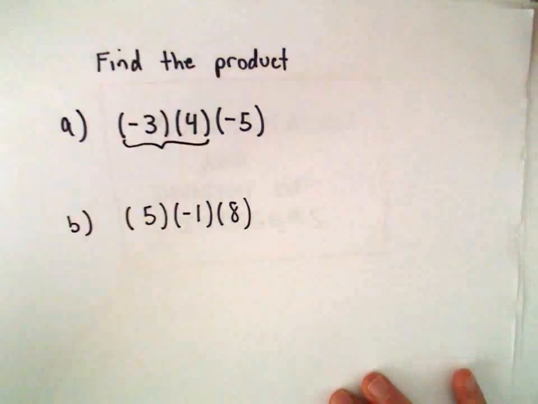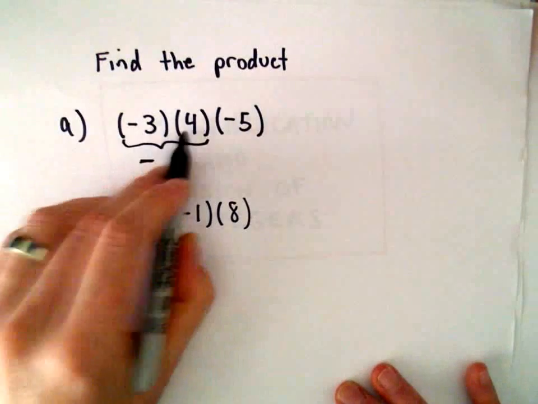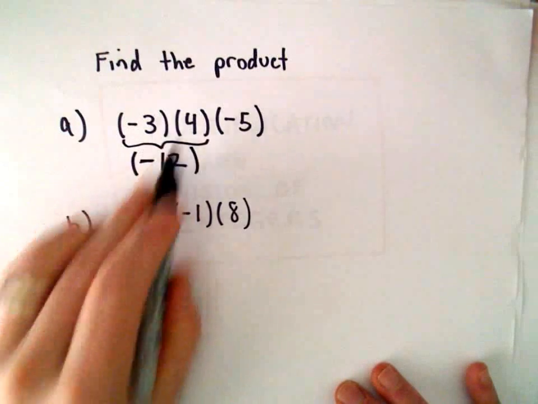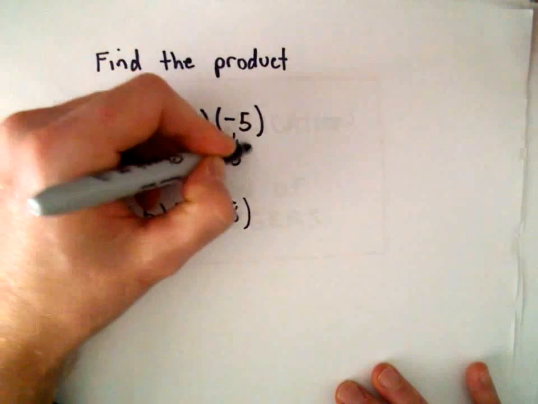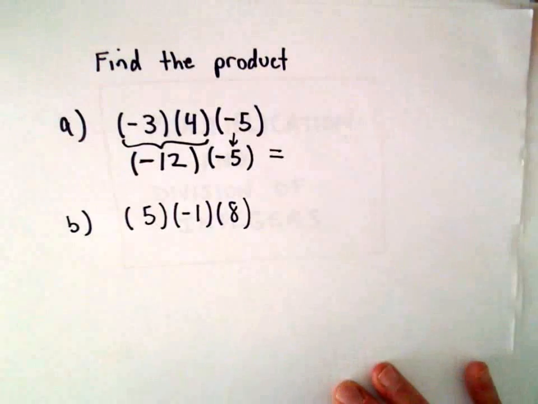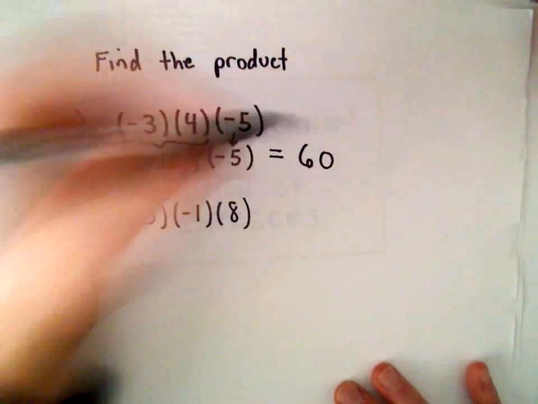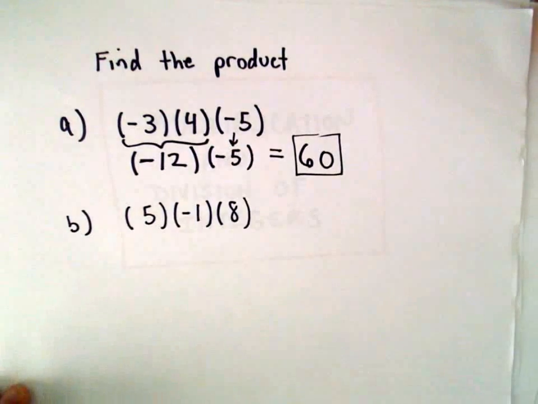Let's see, if I do negative 3 times 4, I've got a negative times a positive. That's definitely going to give me a negative. 3 times 4 would be 12, so negative 3 times 4 will be negative 12, and then we'll just drop down our negative 5. Now we have a negative times a negative, which is going to be a positive, and 12 times 5 will be 60. So our final solution here will be positive 60.